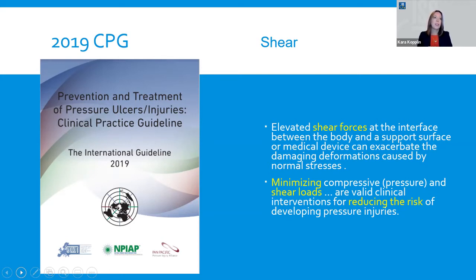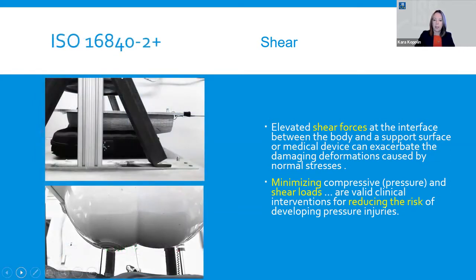And minimizing the compressive pressure and the shear loads are valid clinical interventions for reducing the risk of developing pressure injuries. So again, we're just talking about the external measures that we can take, this time in a laboratory with a laboratory test method to assess those shear forces. And of course, as you've learned from other discussions in the conference this week, those shear forces can translate to internal shear stresses and strains that lead to deformation of the tissues, that can lead to cell death and then tissue death. And I encourage you to see some of those presentations, especially those on finite element modeling, that can do some of that analysis. But we're limited to the external measures that we can take.